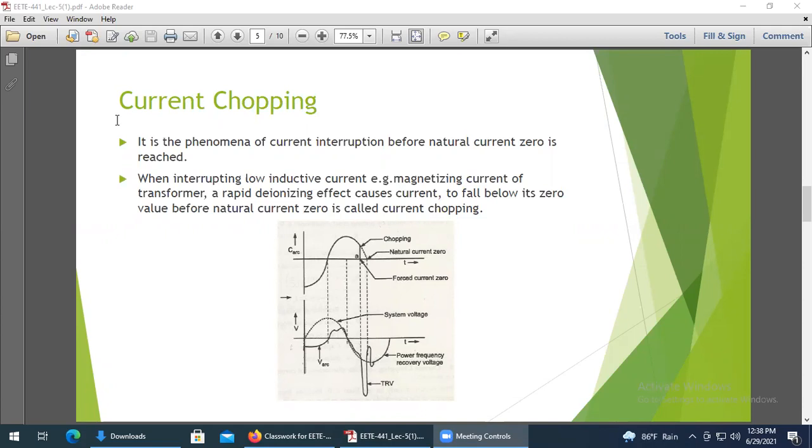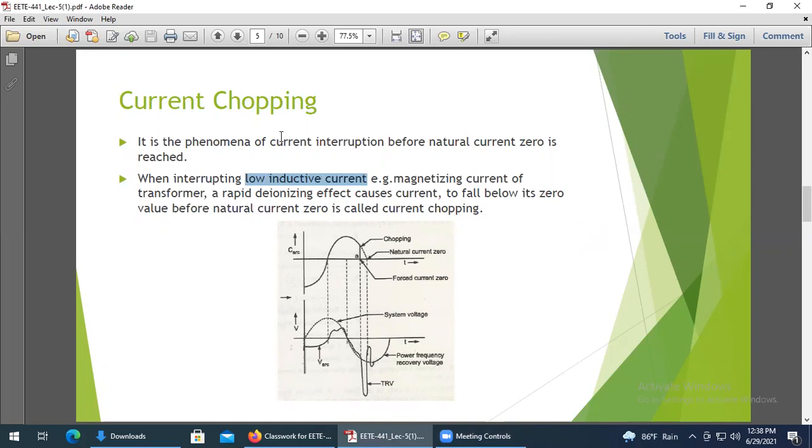Now, first of all, what is the current chopping phenomenon? You need to understand that. Current chopping occurs when you want to interrupt a very low inductive current and low magnetizing current. The rapid deionization effect of this low magnetizing current and capacitive current will cause the arc to be interrupted before the current naturally reaches zero. First of all, you need to understand what is low magnetizing current.